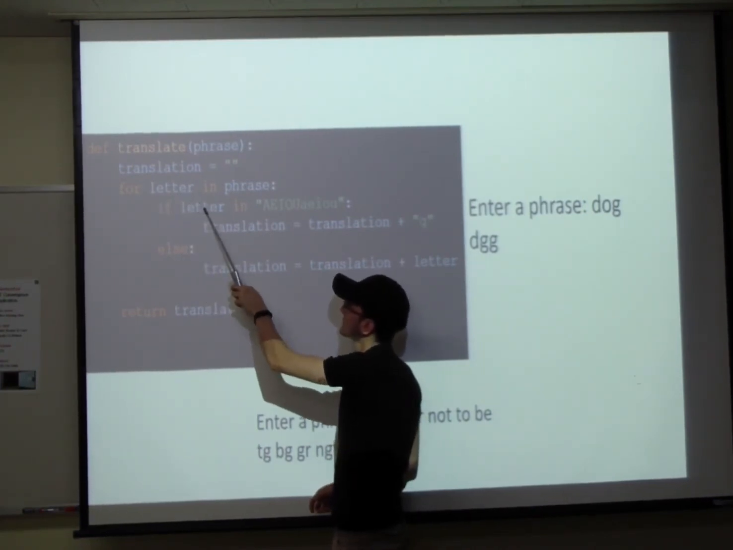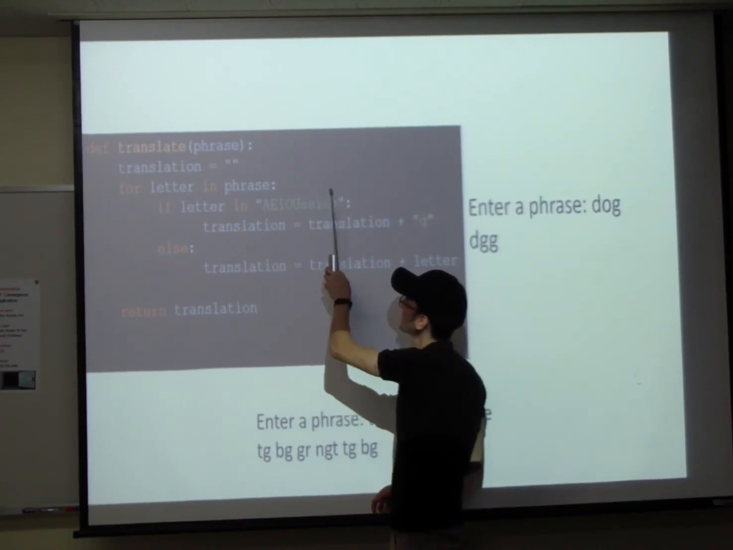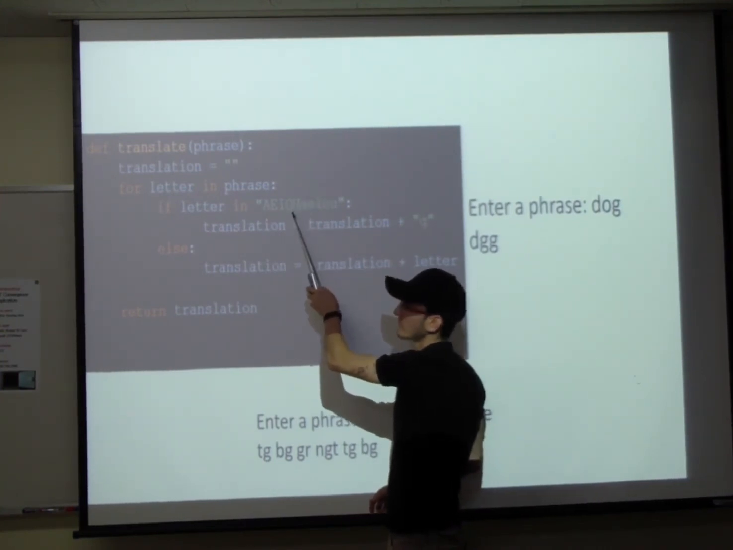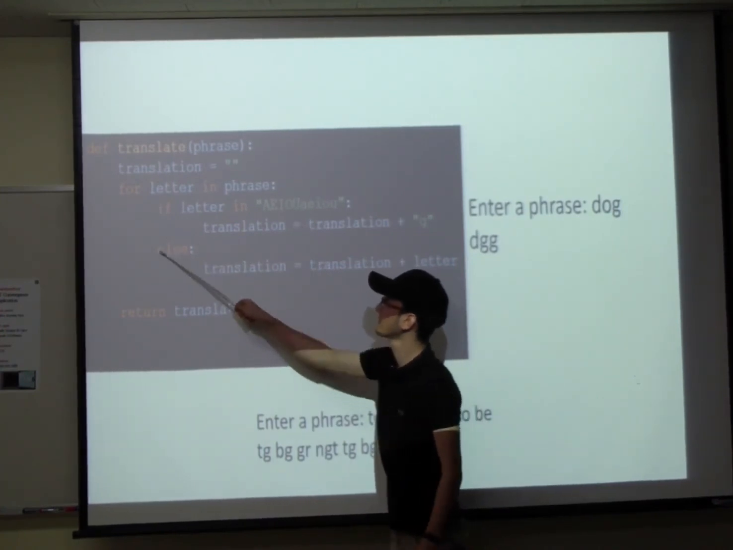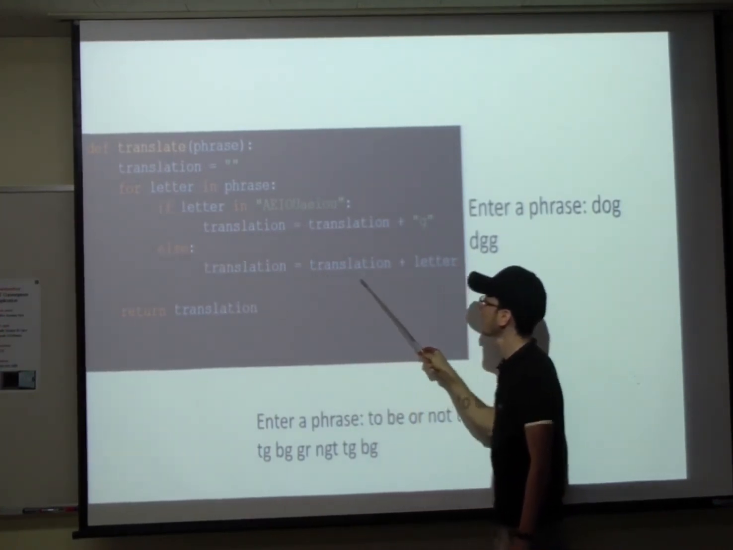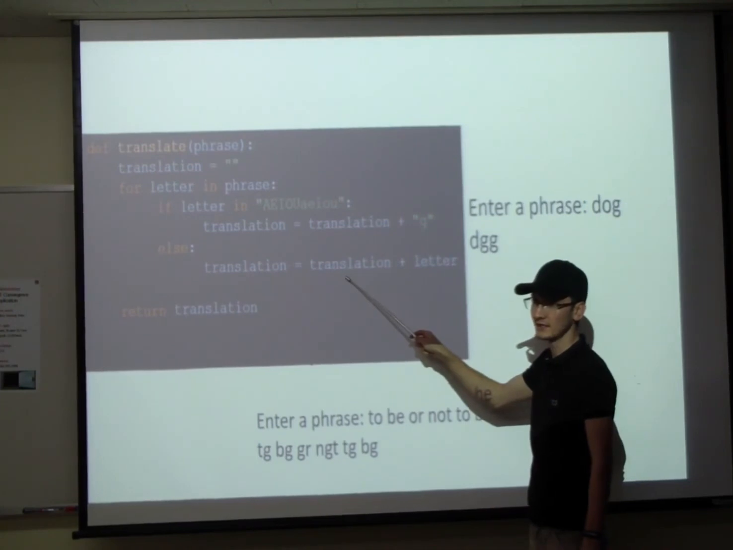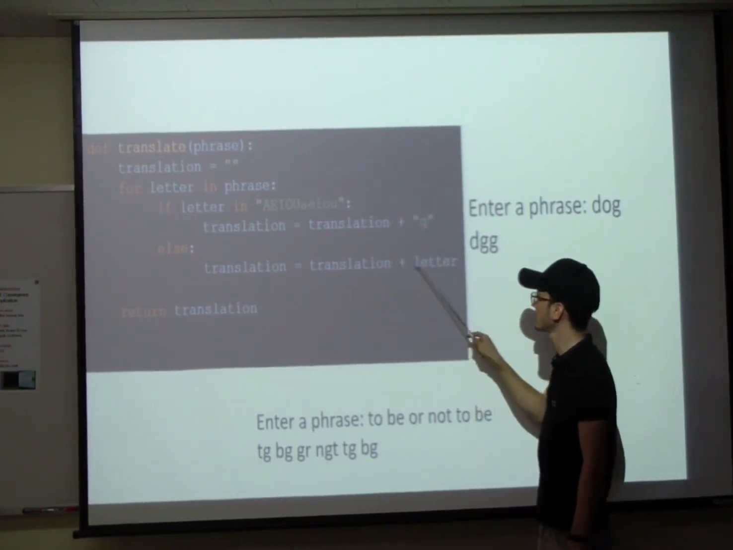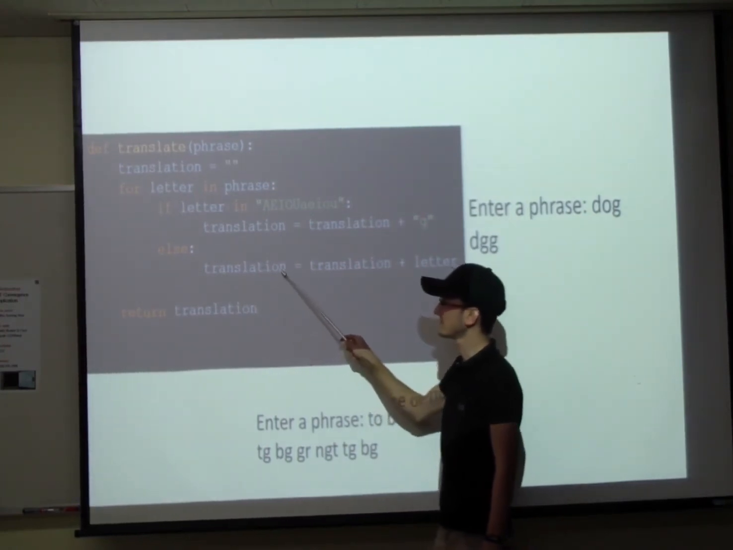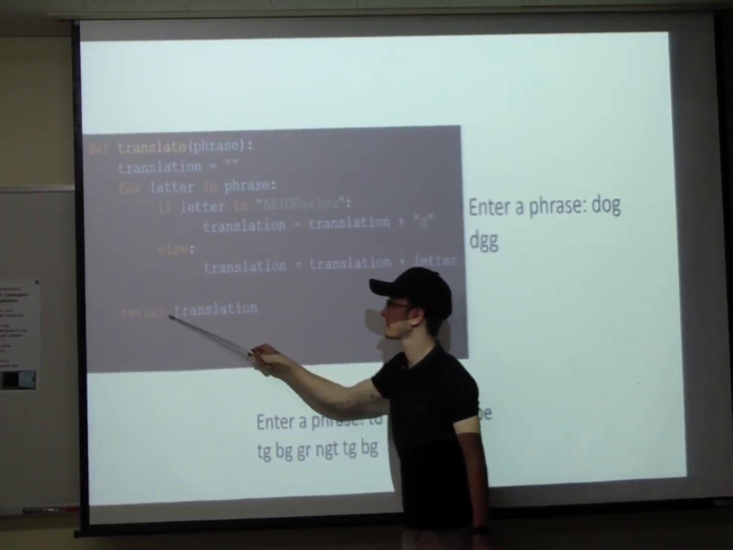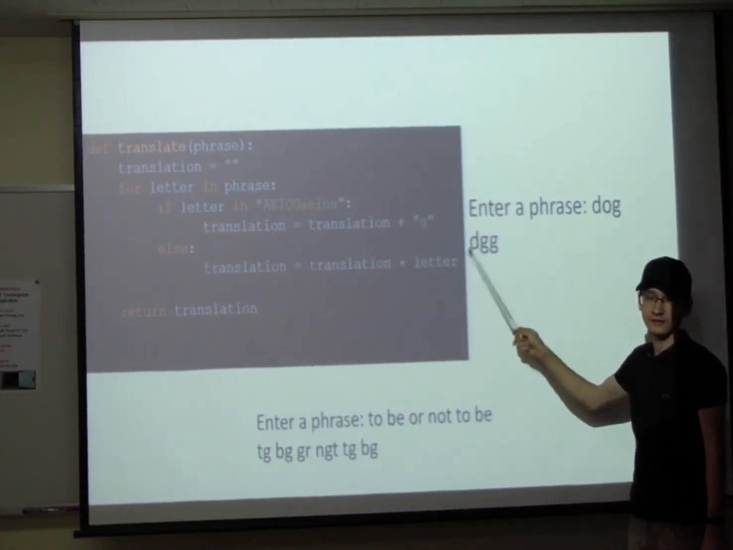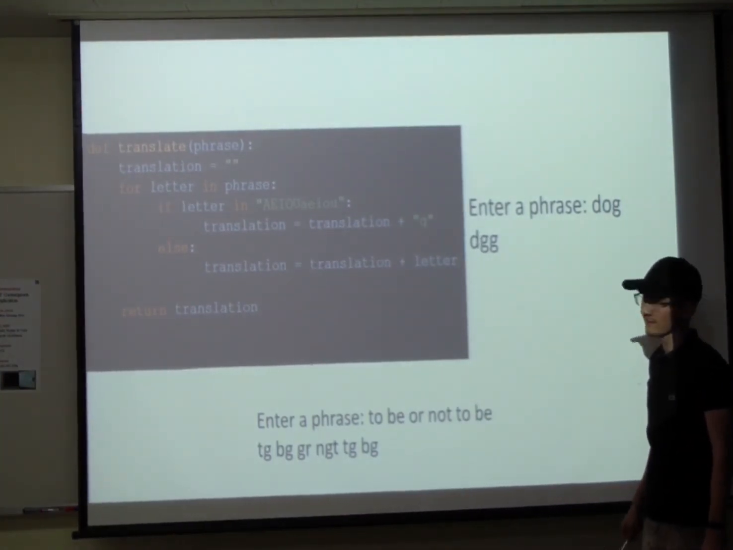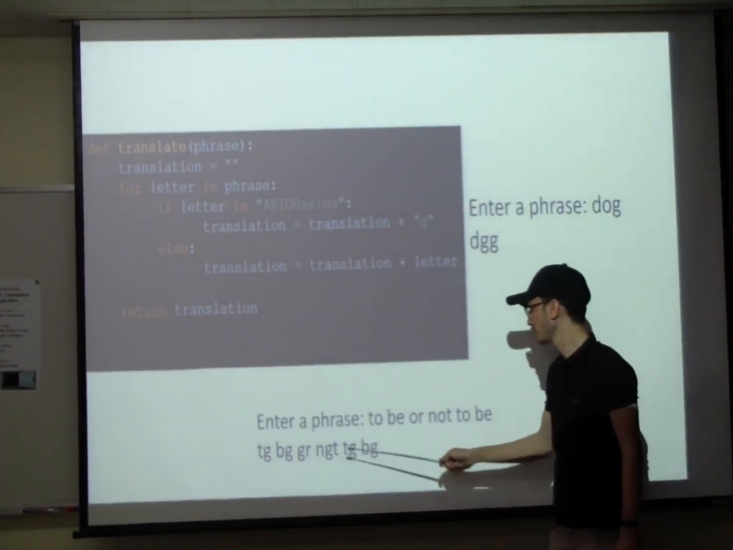Our letter is G. Is G in this string? No, we don't have it. Therefore the else block will work. Our translation is DG. DG plus letter G. DGG. Now translation gets DGG and it returns DGG. So we have DGG here. Understand? Very useful.